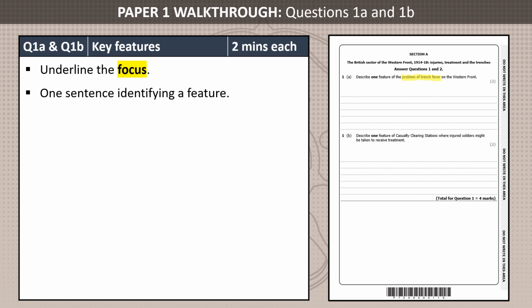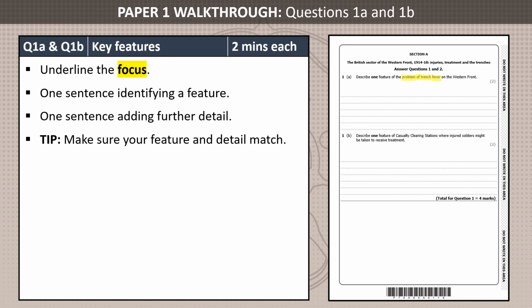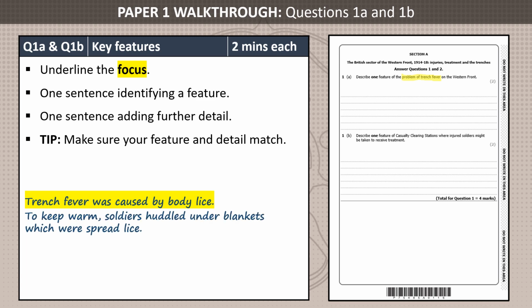The first sentence gives a relevant feature. The second sentence gives a little more specific detail about it. Take care to make sure that your feature and detail match. Here's an example. My key feature is that trench fever was caused by body lice. And I add a little extra detail about how those lice spread. This is the correct technique.